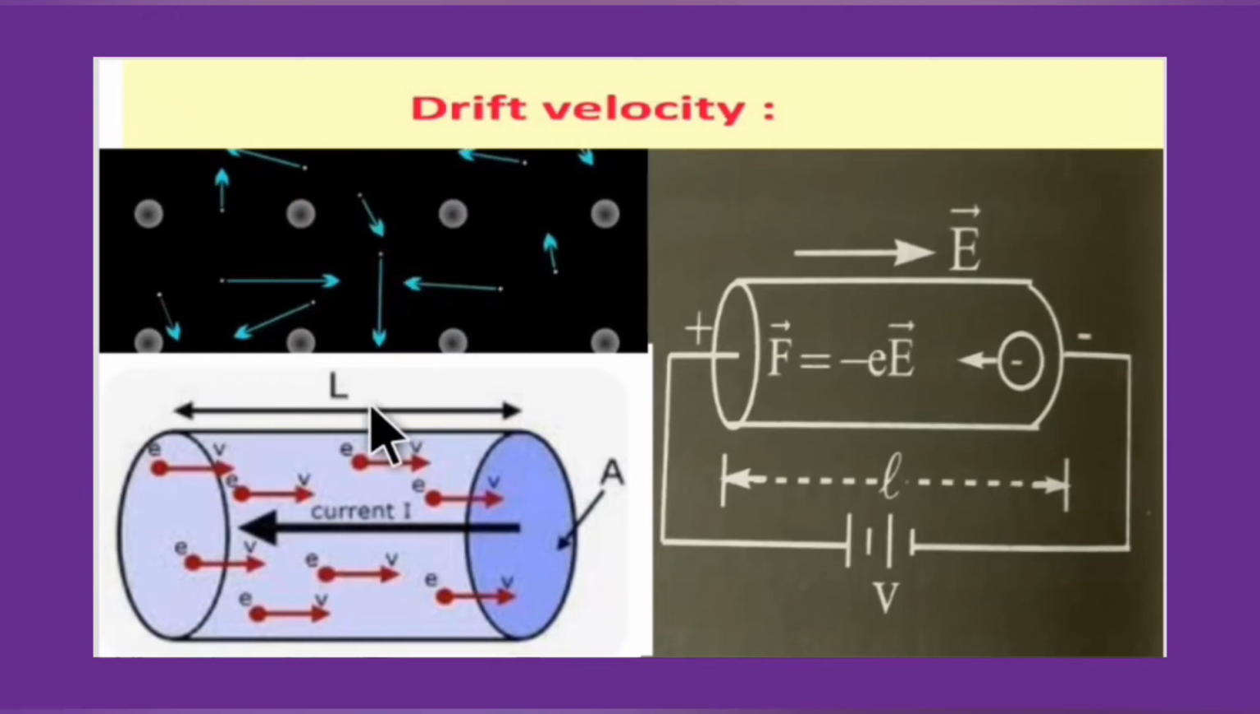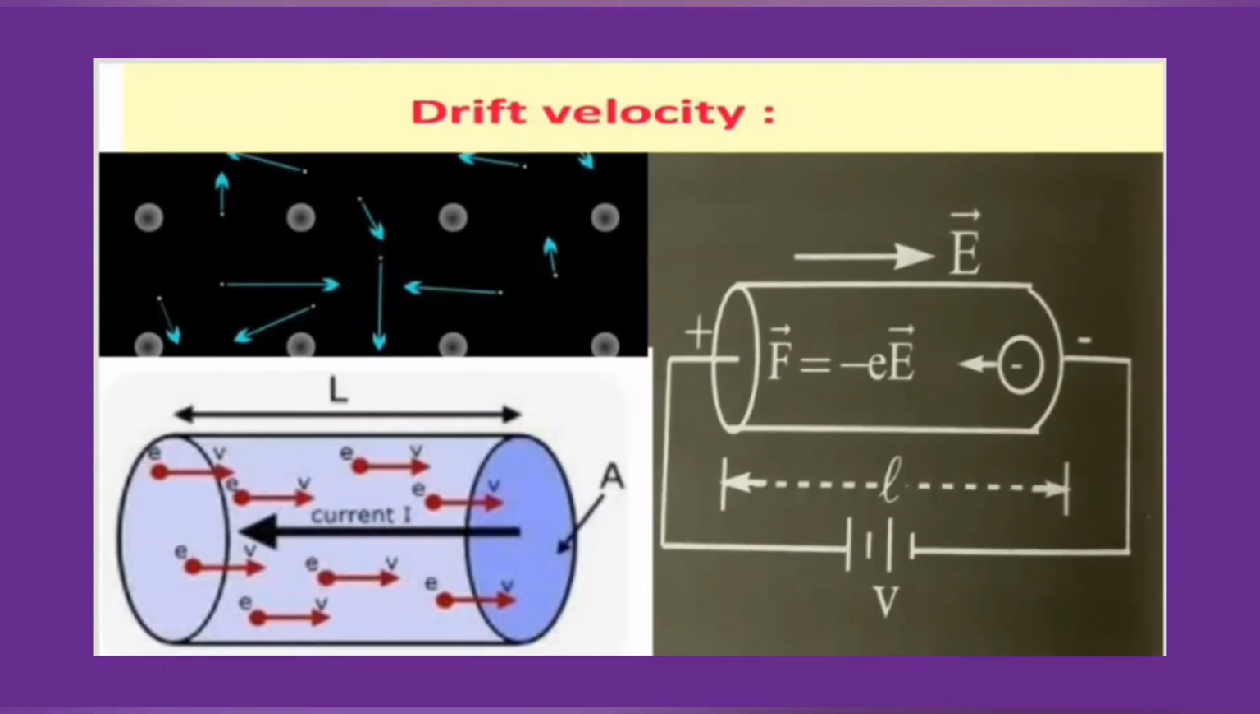From the initial position, when the external electric field is applied, they move in a particular direction. As a result, when the external electric field is applied, a force acts on each free electron in the direction opposite to the electric field, and the electrons drift slowly in the direction of the force. The average velocity with which the free electrons drift in the direction opposite to the electric field is called drift velocity.